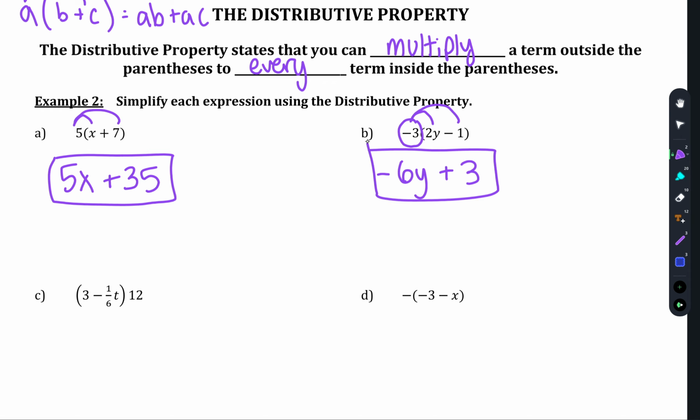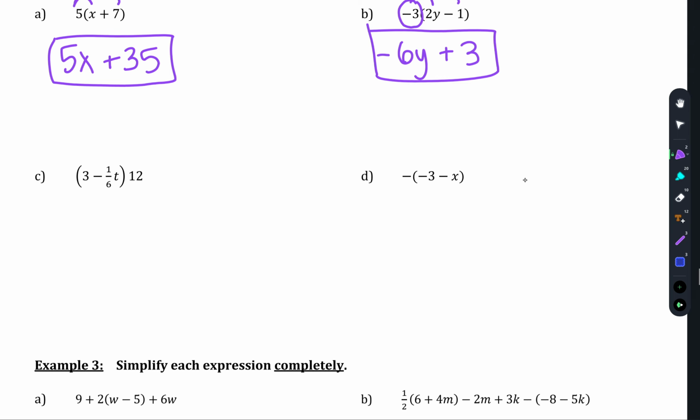Sometimes they like to be tricky and write things weird for no reason. So sometimes you'll see something like letter C, where the 12 is at the back. I don't know why it's in the back, but we're not going to treat it any differently. We're going to take that 12 and multiply it to the 3. 12 times 3 is 36. And then we're going to take that 12 and multiply it to the -1/6 t. Do not forget this negative right here. Very important. What's 12 times 1/6? Jaden? Yeah, 2. So I have a negative 2t.